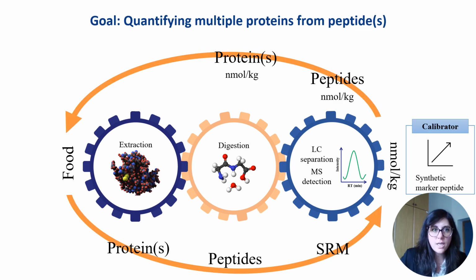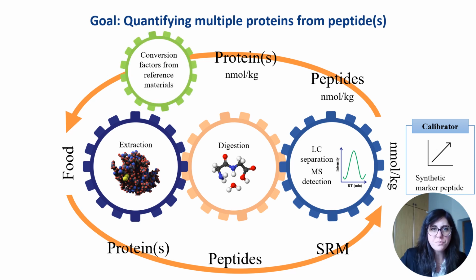An external calibration applies to then translate the peptide ratio measurement into a concentration. We then need conversion factors to translate the concentration of a single protein into milligrams of total protein from the allergenic food per kilogram of food.